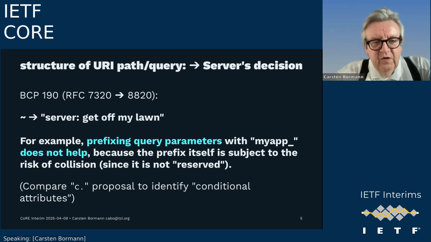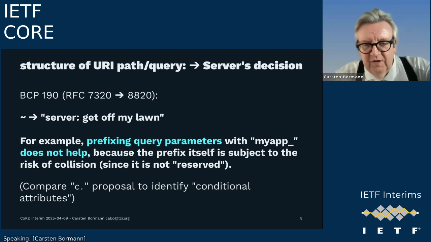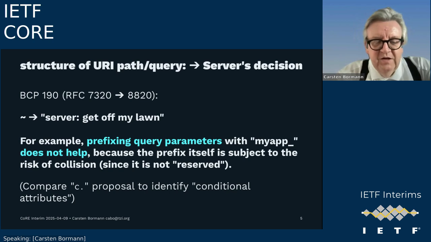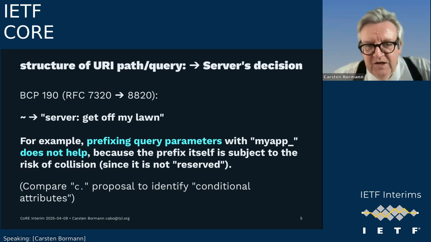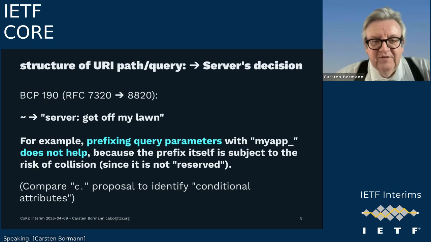So the server offers a number of resources, and the name it gives to those resources, the URI it provides, is dependent entirely on the decisions of the server. And fending off something that apparently more people tend to invent, prefixing query parameters with my_app_ or something like that, or in our case with c dot, does not help, because the prefix itself is subject to the risk of collision. So if I define a new query parameter, which is c.borman, then that collides with the other query parameters that are conditional attributes. So BCP 190 is kind of telling us we should not try to make something special based on a prefix.